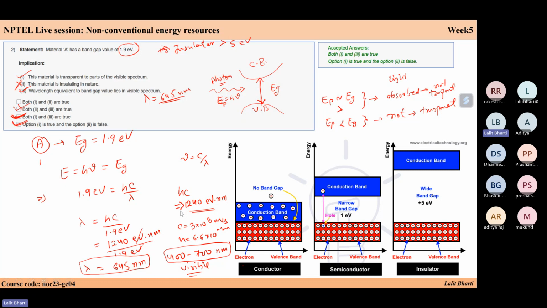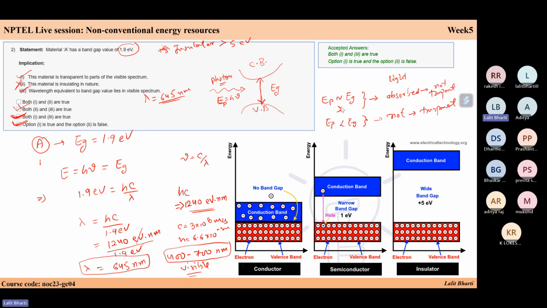EP is given by. Okay, so let us take this question at a later part. So what is EP? EG is your band gap value. EP is your incident photon energy. So that is why the statement that the material is transparent to part of the spectrum is not properly stated. So that is why I am having this issue. This material is insulating in nature.